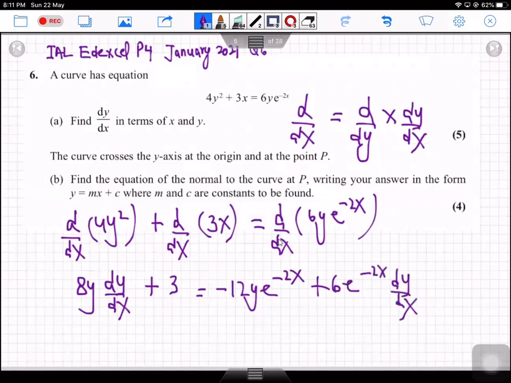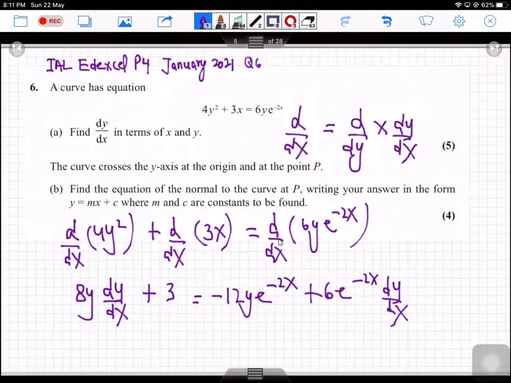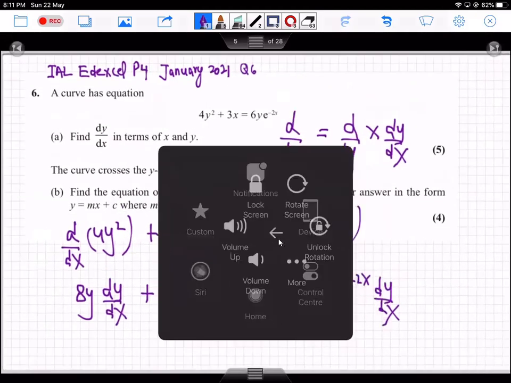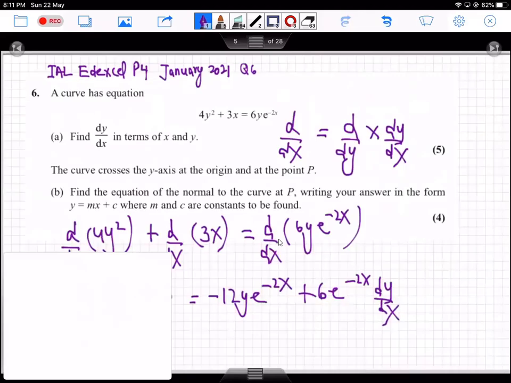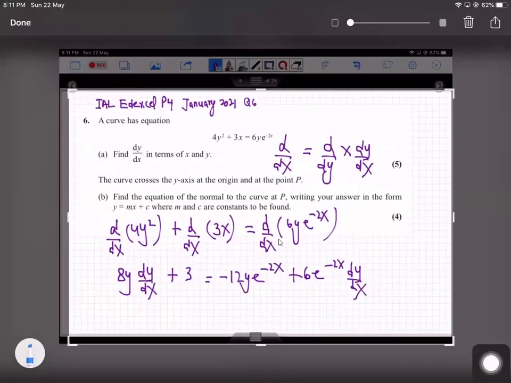So what we need to do is just make dy/dx the subject of the equation over here, nothing else, so that we can actually find dy/dx in terms of x and y.